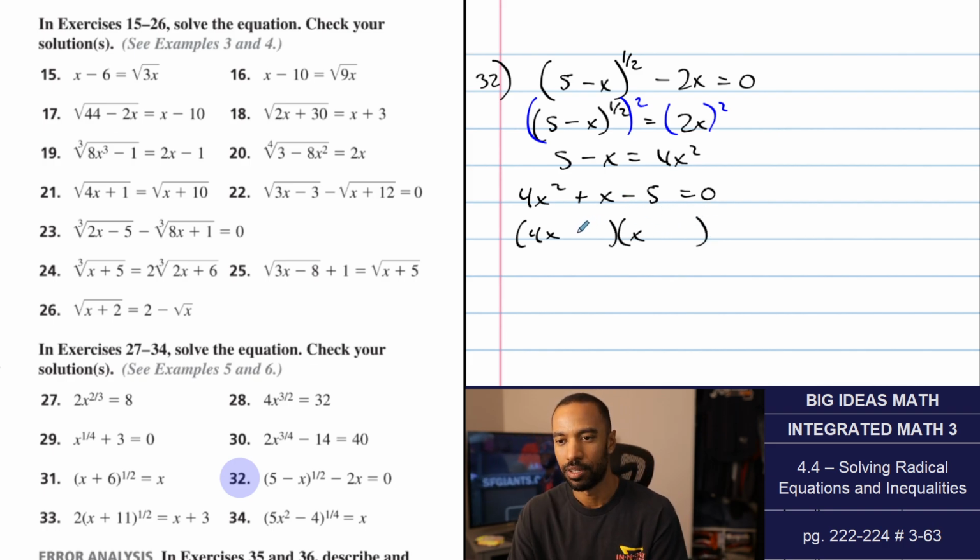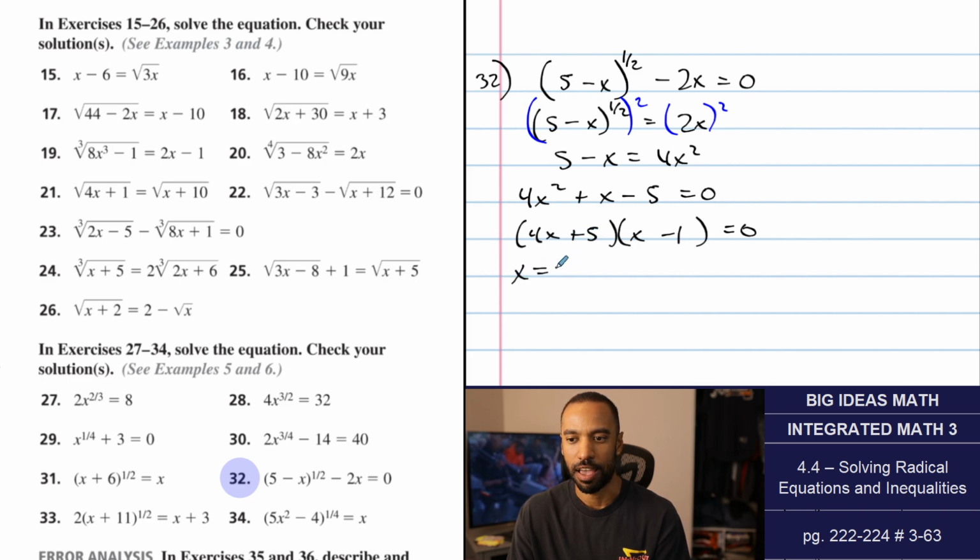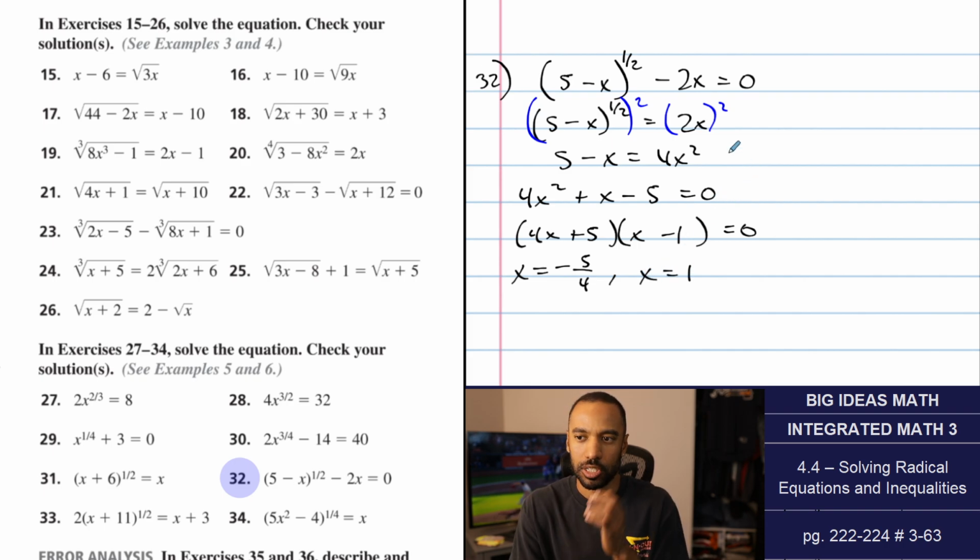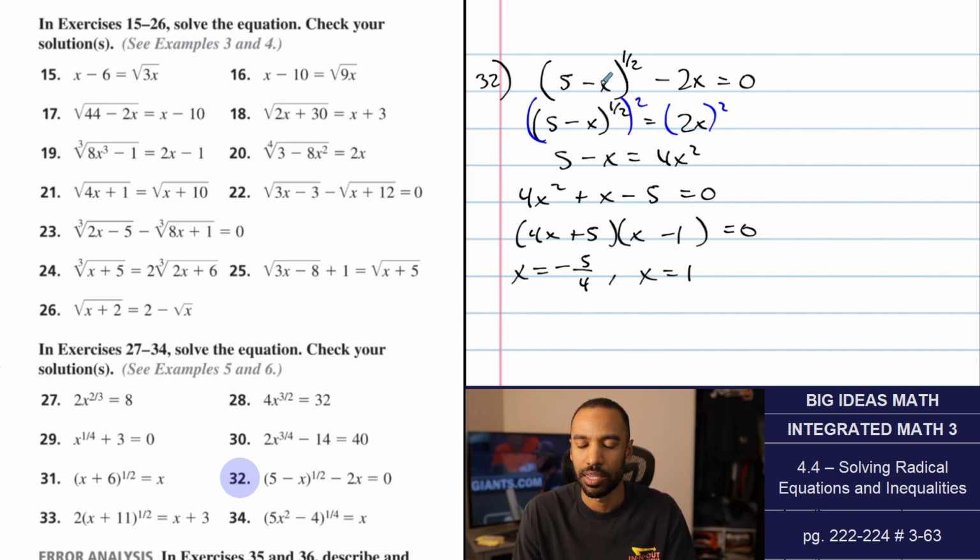Let's see. 5 with the 5 and negative 1. Negative 4 plus 5 is 1. Yep. So we got x equals, subtract 5 divided by 4, you get negative 5/4 or negative 1.25. And you have x equals 1 here. Now I'm going to test 1 first. We can try it in the original if you'd like to. Remember, that's a square root. 5 minus 1 is 4. Square root of 4 is 2. 2 minus 2 is 0. 1 checks out. It's good.